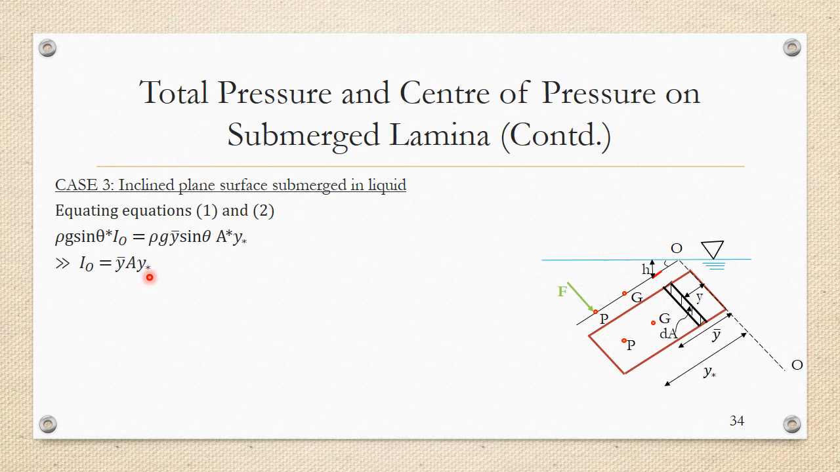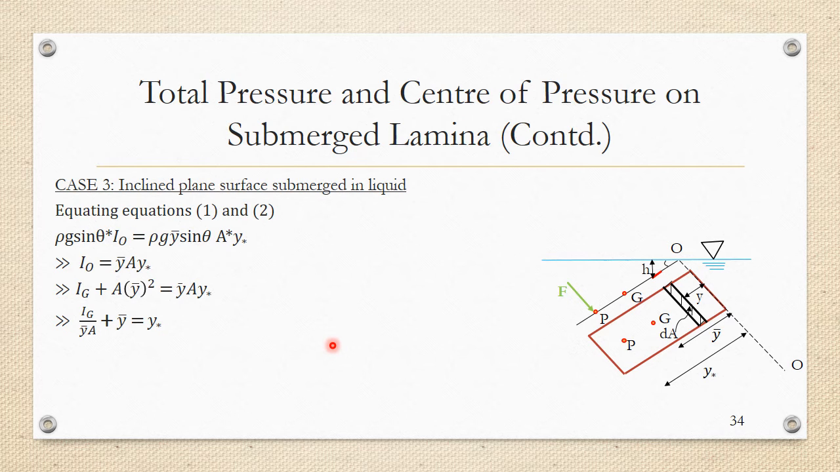Now my aim was to find h star, so I'm going to isolate y star. Before that, I'm going to write IO as Ig plus A y bar squared. This is the parallel axis theorem: moment of inertia about any axis is equal to the moment about the centroidal axis plus the product of area into the distance between the two axes, the whole squared. So according to the parallel axis theorem, IO is equal to Ig plus A y bar squared, and that is equal to y bar into A into y star. So y star is equal to Ig by y bar times A, plus y bar.